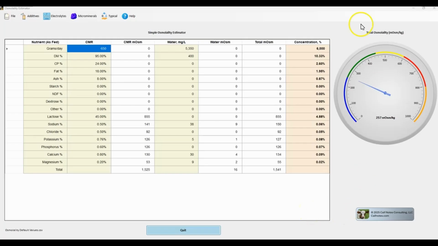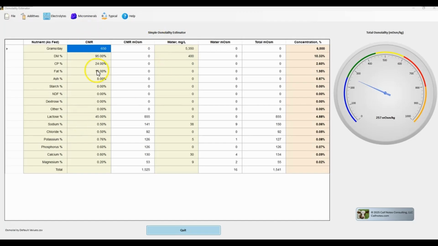In this demonstration, we'll look at how milk replacer composition and solids concentration affect the calculation of osmolality. Let's get started. When we open the Osmocalc program, we typically load the file name osmolalitydefaultvalues.csv. This file contains a standard osmolality calculation using milk replacer powder and water.